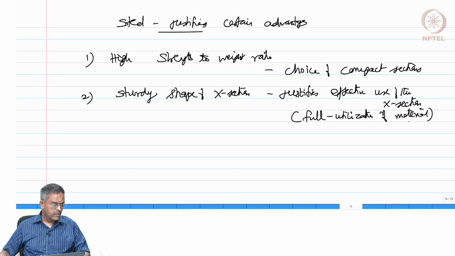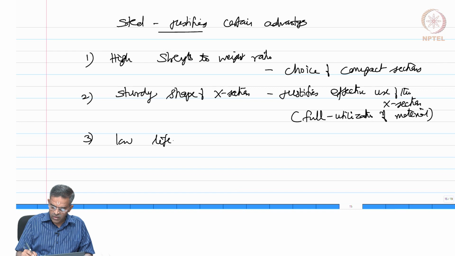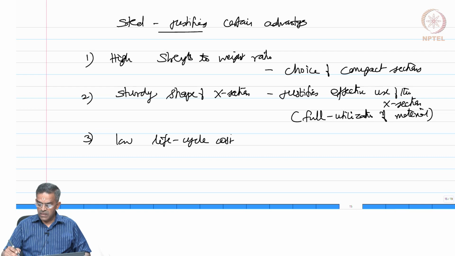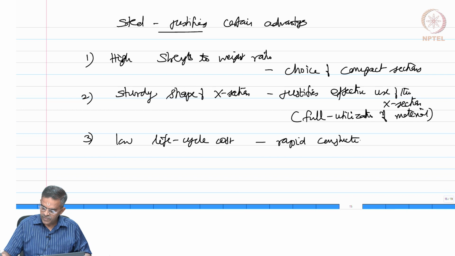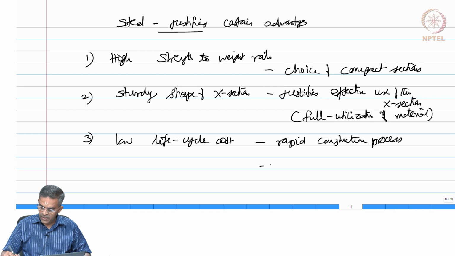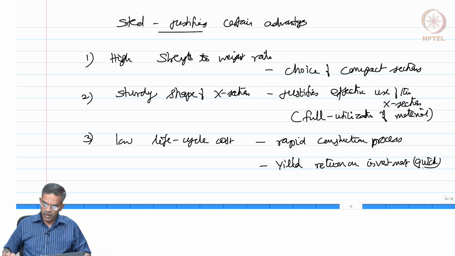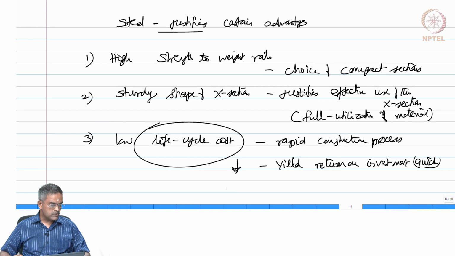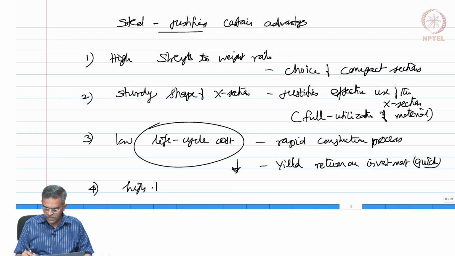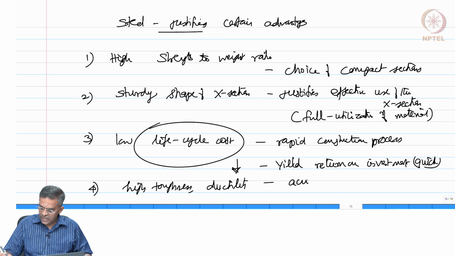Furthermore, it has a very low life cycle cost because steel construction is a rapid construction process. Considering this, as a rapid process, it can yield return on investment very fast. Therefore, the life cycle cost will be low. Furthermore, steel has high toughness and ductility. This helps steel to withstand accidental loads and cyclic loads.